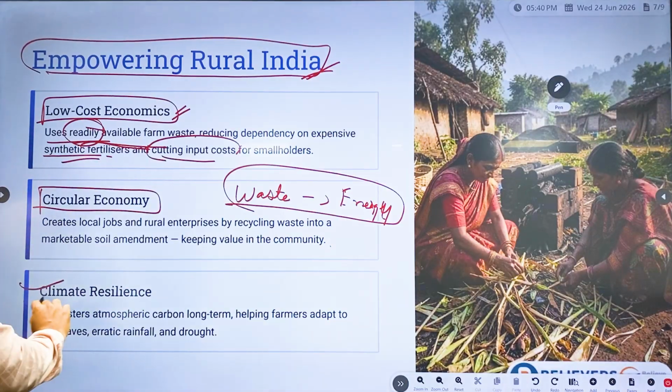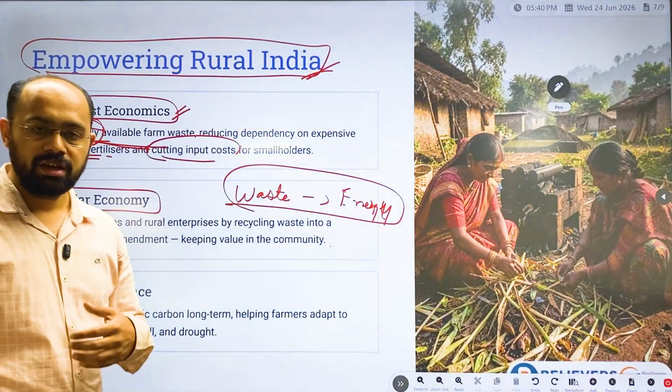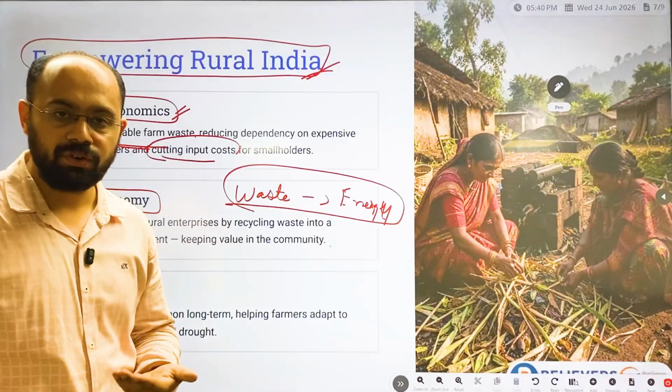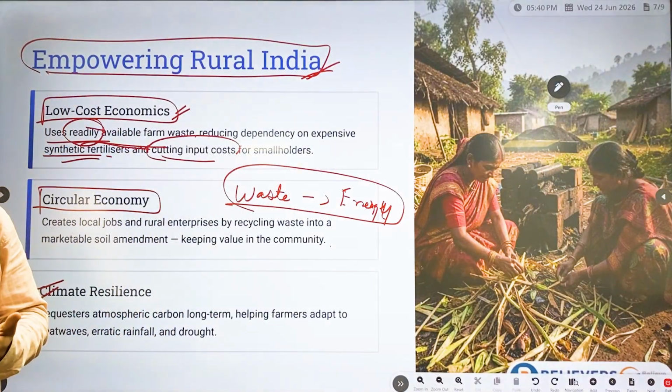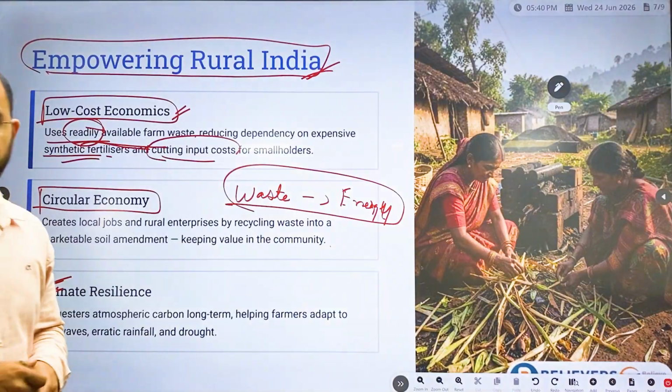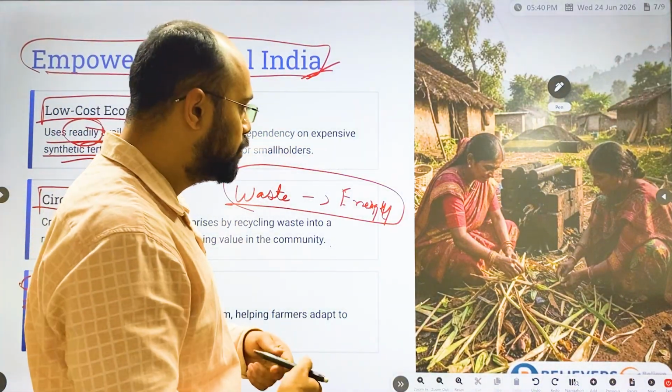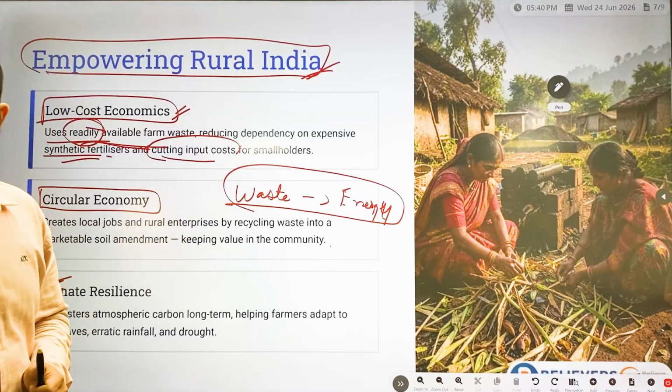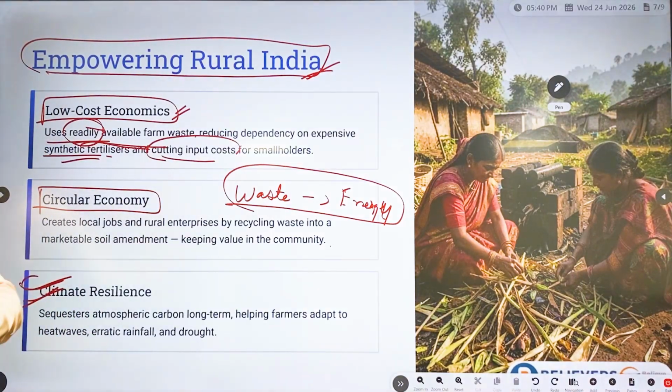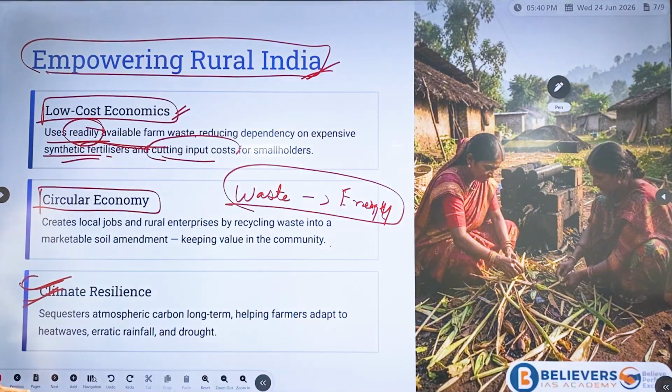And climate resilience. As I told you earlier, where there is a shortfall of rainfall or even in drought areas, biochar will be much more enhancing. That is why biochar is basically called the black gold of India. It can be considered to be the black gold of India.